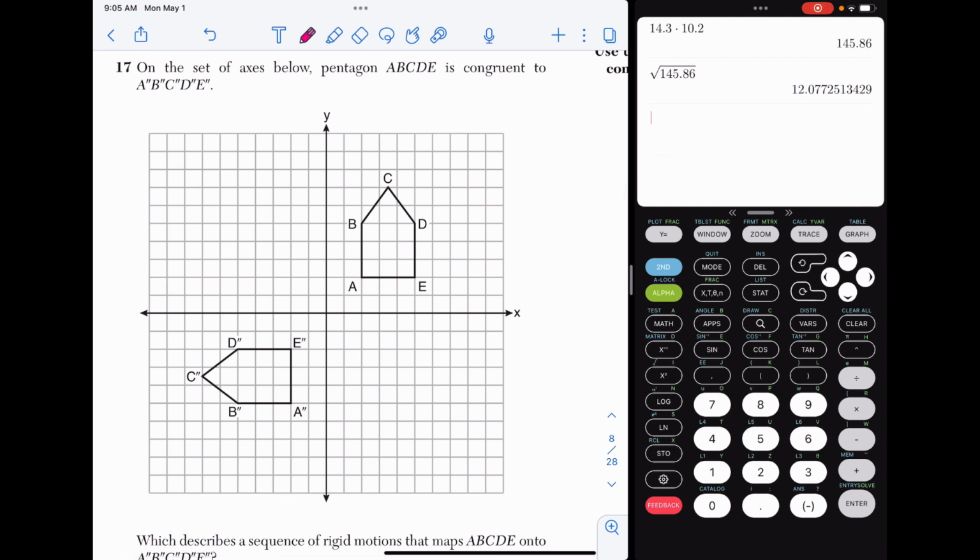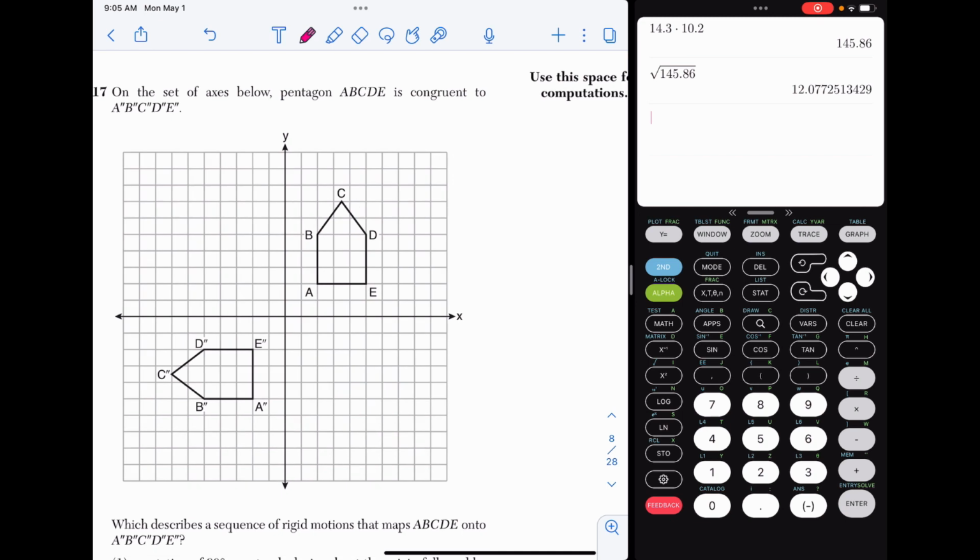17, on the set of axes below, pentagon ABCDE is congruent to the same one with double primes, which describes a sequence of rigid motions that maps the pre-image onto the final image. So we have a few ways we could do this. What might help is to look at some coordinates here.